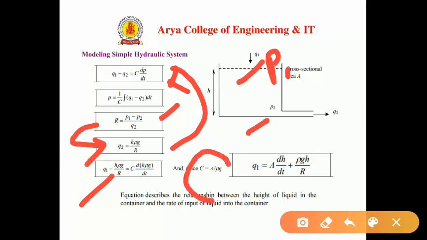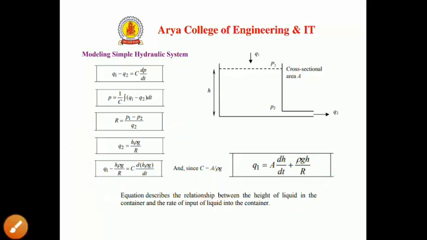We have the capacitance C equals A upon D, and D is the distance, or we can say this is the height of liquid. So C is equal to A upon rho g, and by putting the value of C, we have the expression for Q1, that is A dH by dt plus rho g h by R. So this equation describes the relationship between the height of liquid in the container and the rate of input of liquid into the container.